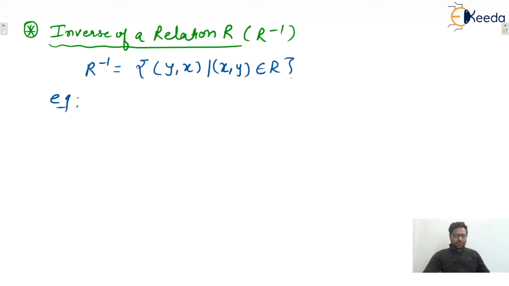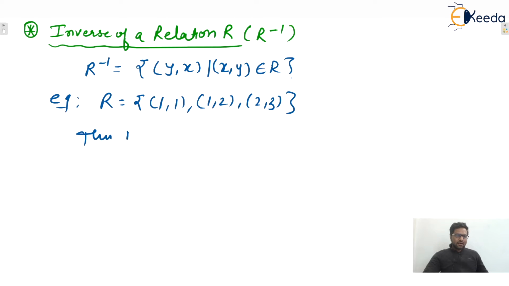So consider one example. Let's say relation R1 is given as (1, 1), (1, 2), and then (2, 3). And R inverse will be (1, 1), (2, 1), and (3, 2). Just flip the ordered pairs: (x, y) becomes (y, x). That will be the inverse relation. I hope this one is clear to everyone.